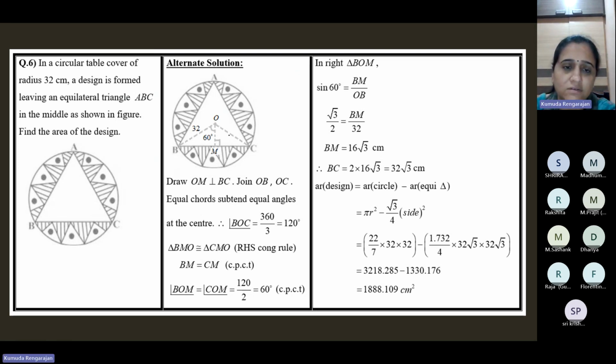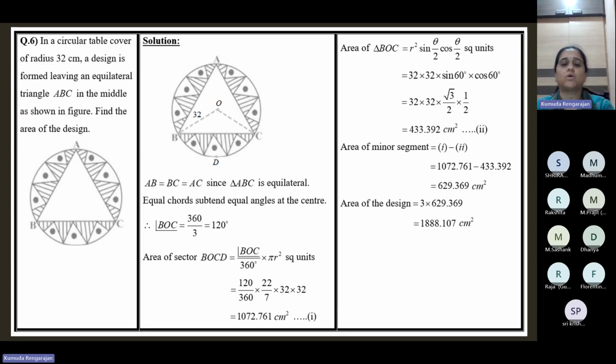This one is that dropping perpendicular and that method. You need to remember these ideas, children, because maybe this question you can do in this way, but these ideas will be very useful in other situations.